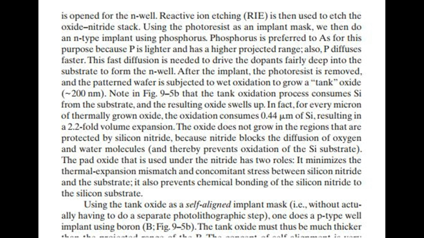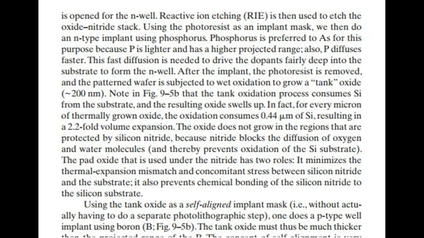Note in Fig 9.5b that the tank oxidation process consumes silicon from the substrate, and the resulting oxide swells up. In fact, for every micron of thermally grown oxide, the oxidation consumes 0.44 micrometers of silicon, resulting in a 2.2-fold volume expansion. The oxide does not grow in the regions that are protected by silicon nitride, because nitride blocks the diffusion of oxygen and water molecules, and thereby prevents oxidation of the silicon substrate.